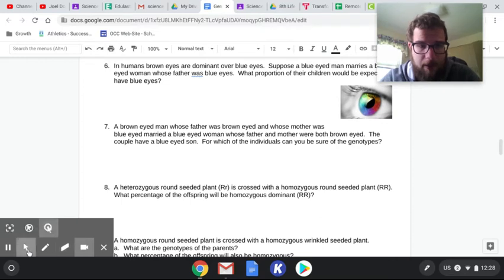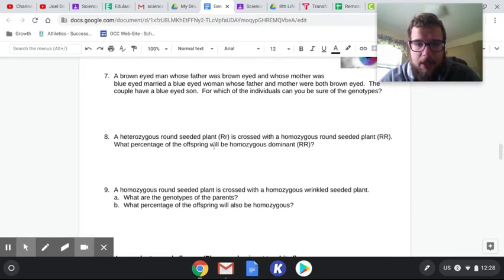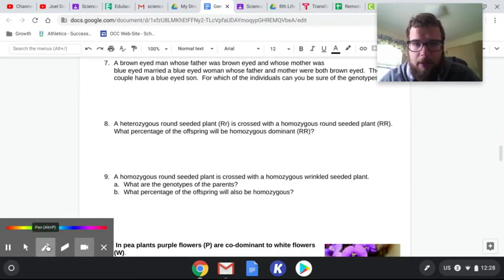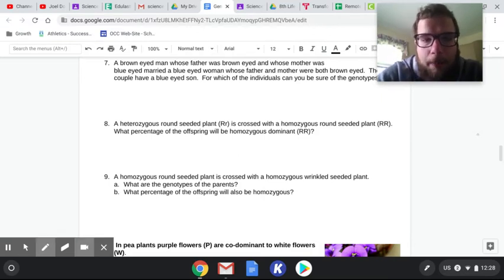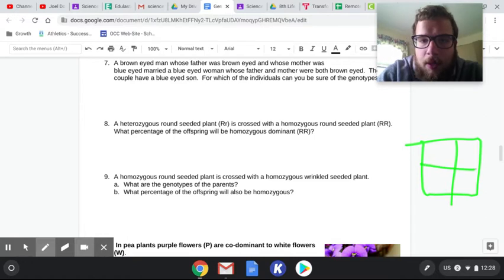Let's go to number 8 here. Heterozygous round seed, which is big R, little r, crossed with homozygous round seed, big R, big R. What percentage of the offspring will be homozygous dominant? So I'm just going to jump right into the Punnett square. I don't think you need me to set them up anymore like I have been. We're going to put big R, little r, and then we're going to put big R, big R.